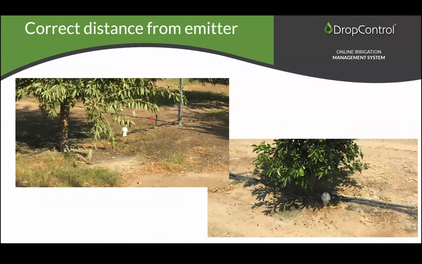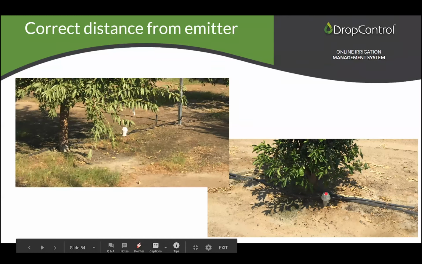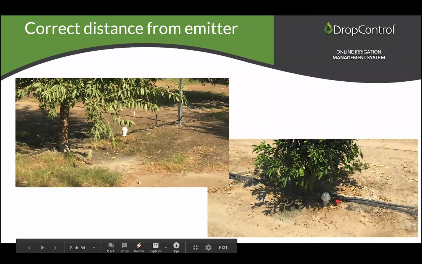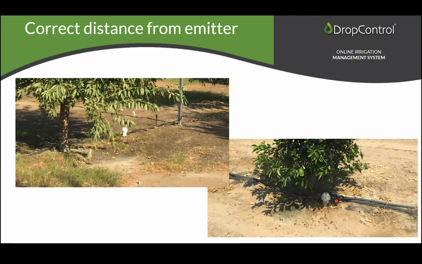Here we have an almond with micro sprinkler. The sensor is about 18 inches from the emitter and 18 inches from the tree. Here we have a probe on a citrus tree with drip, 5 inches from the emitter and 5 inches from the tree. So it's very important to understand that the probe needs to be where the water is. The roots are going to be where the water is. The probe needs to be where the water is. That way we can manage our water dynamics.